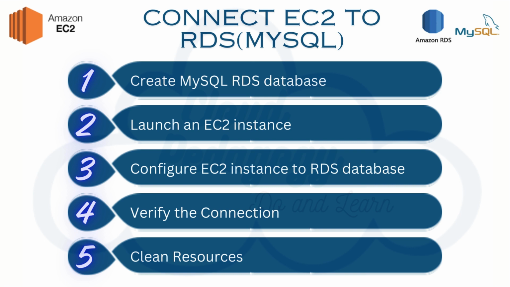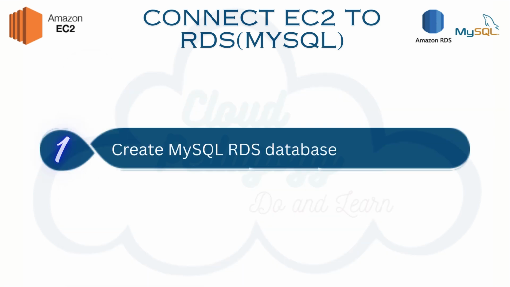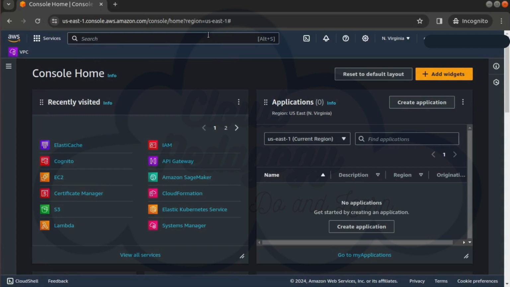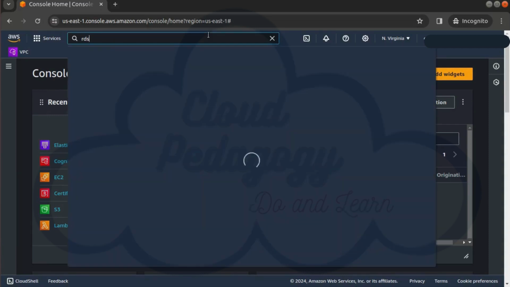So, let's start with task 1. Create a MySQL RDS database. The objective of this task is to create an RDS database so that you can configure the connection between your EC2 instance and your RDS database. Let's open the Amazon RDS console.